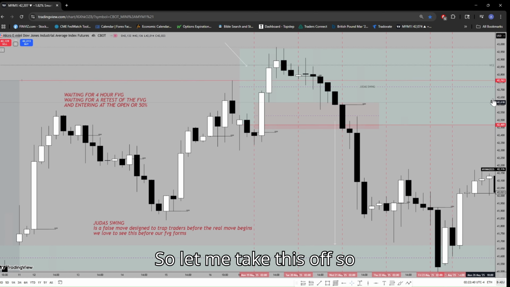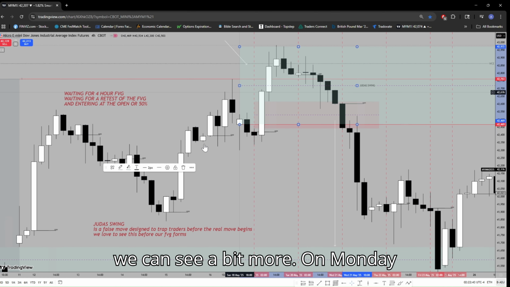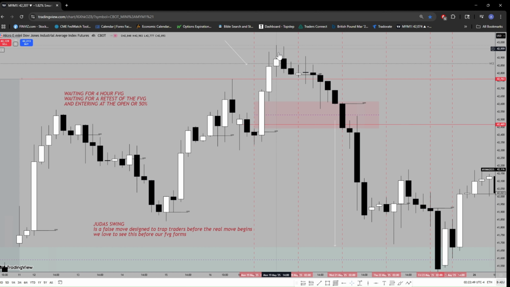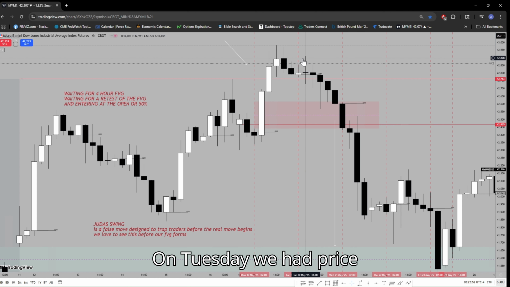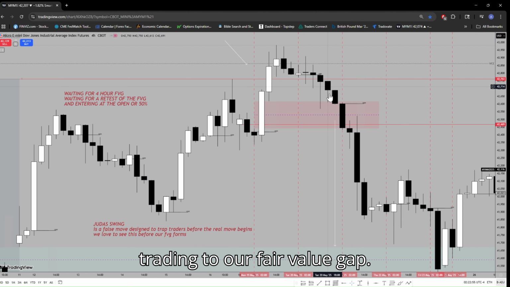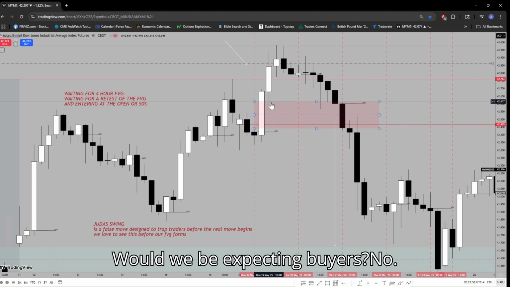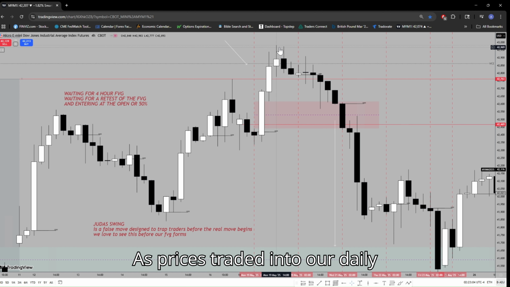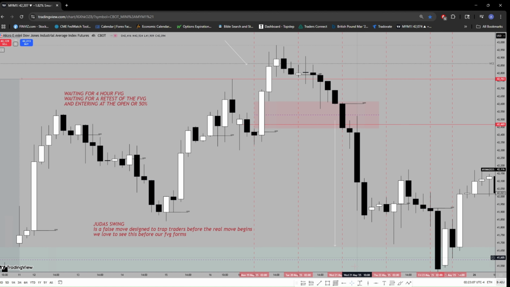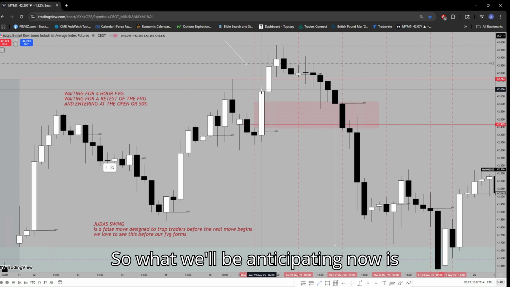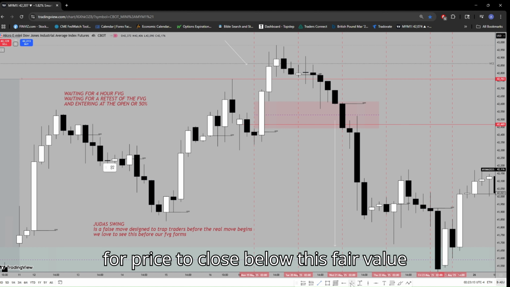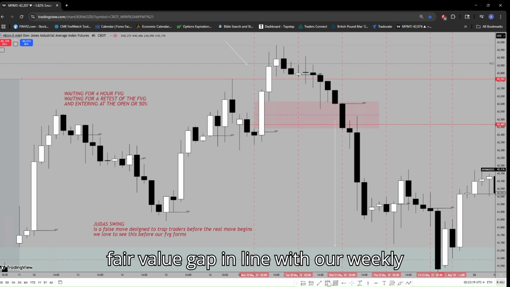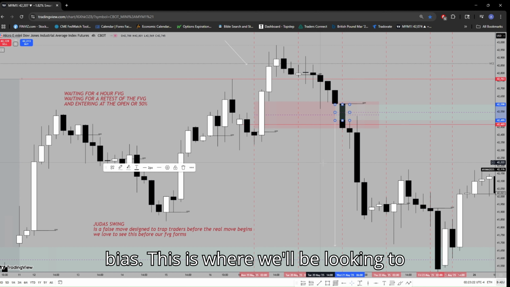So let me take this off so we can see a bit more. On Monday, we had price trading up, giving us our Judas swing. On Tuesday, we had price trading to our fair value gap. Would we be expecting buys? No. As price has traded into our daily and weekly fair value targets. So what we'll be anticipating now is for price to close below this fair value gap and form a fair value gap in line with our weekly bias. This is where we'll be looking to take our entry.